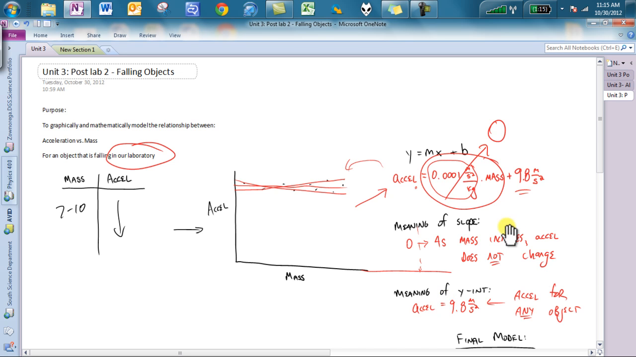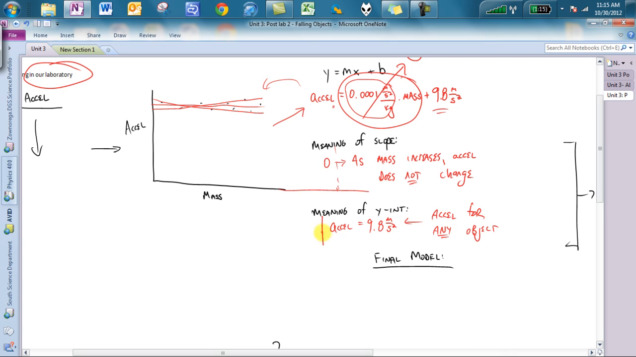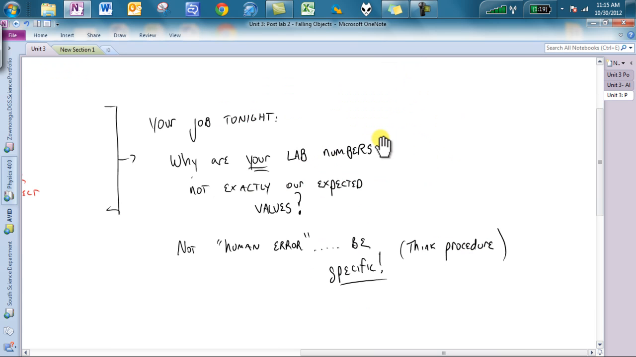So what we are doing is getting our final model, which is saying, you know what, our acceleration is 9.8. And this is something that some people knew. However, now we have a reason why that happened.